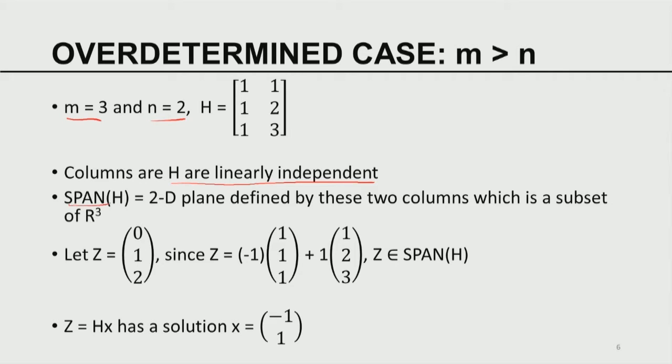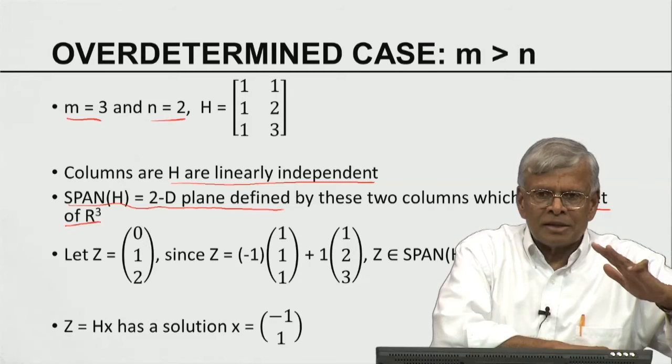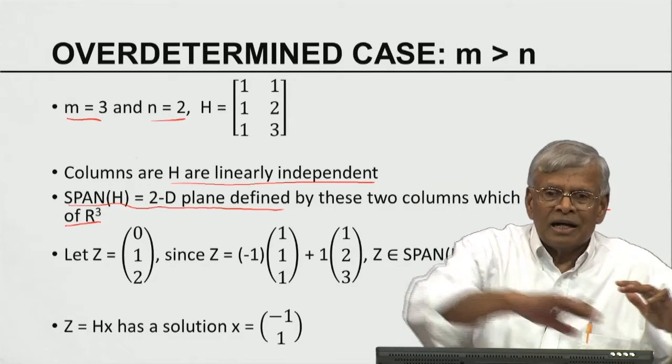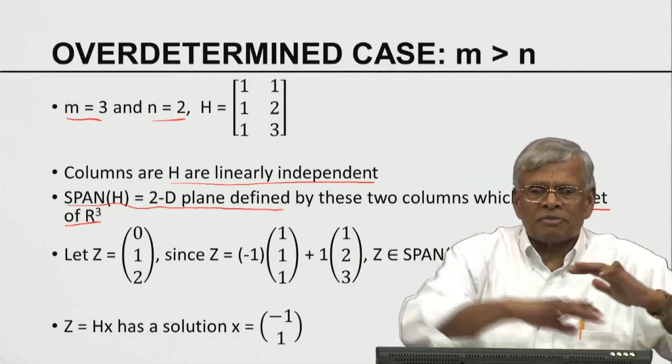So the span of H, in this case, since these two vectors are linearly independent, means two vectors, each of size 3, define a plane. So this defines a plane which is a subset of R3. R3 is a three-dimensional space. The span of the columns of H defines a plane embedded within that three-dimensional space. It is in this space we have to perform certain computations.